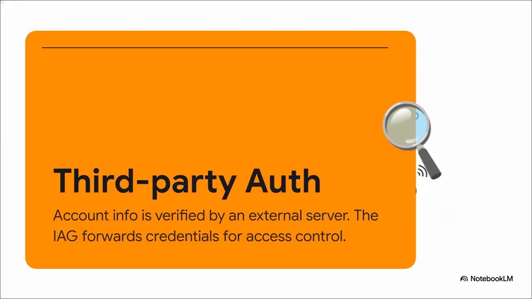So when we talk about third-party or external authentication, what's actually going on? Well, we're looking at a scenario where the user account information isn't stored locally on the IAG itself. Instead, those credentials live somewhere else. Maybe that's a Windows Active Directory server or even a public Facebook server. The IAG essentially acts as a highly intelligent middleman here. It intercepts the user's input, securely forwards those credentials to the third-party server, waits patiently for a pass or fail result, and then grants or denies internet access based entirely on that feedback.